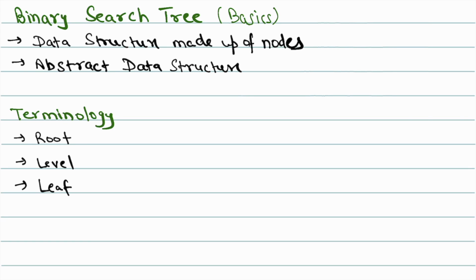This is the first video in the series where we'll be learning about binary search trees. In this video we'll be learning about the basics of the data structure, and in the corresponding videos we'll be learning about different algorithms which we can do on a binary search tree. So let's get started. A binary tree or a binary search tree is made up of constituent elements called nodes.